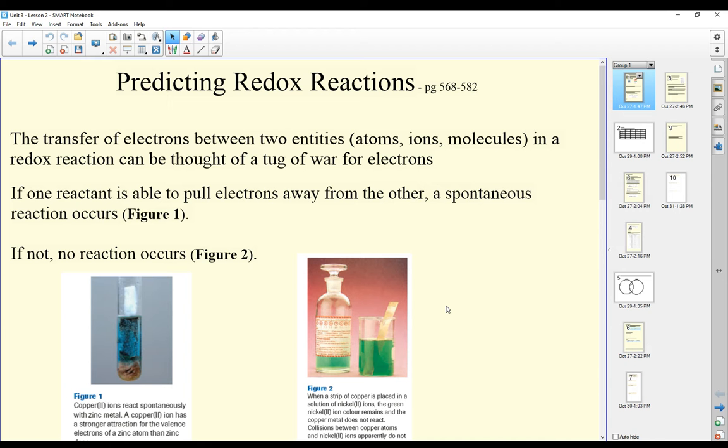Welcome everyone. Today we will be talking about predicting redox reactions. So redox is that short term for reduction oxidation. And so let's get going here.